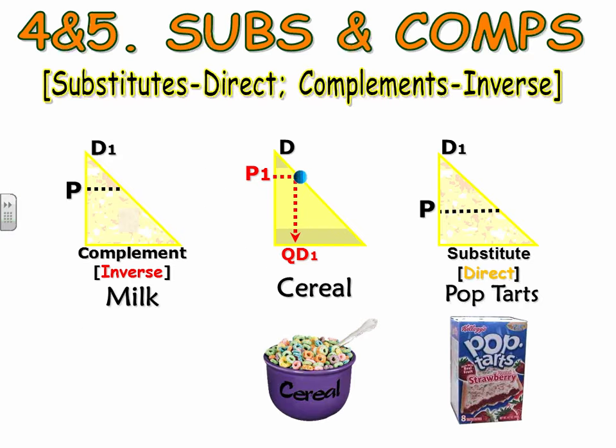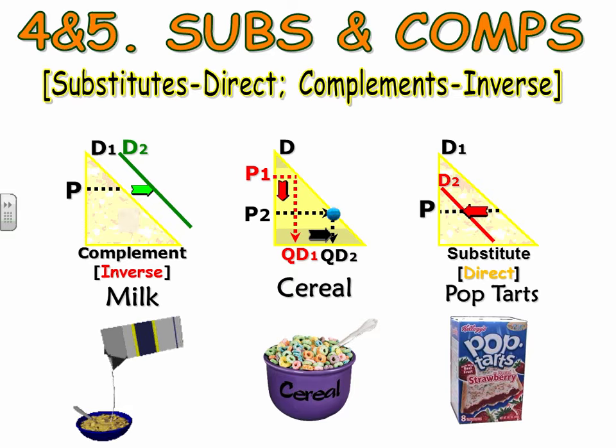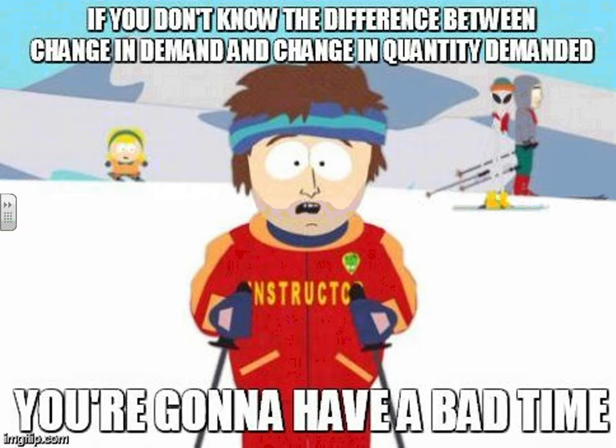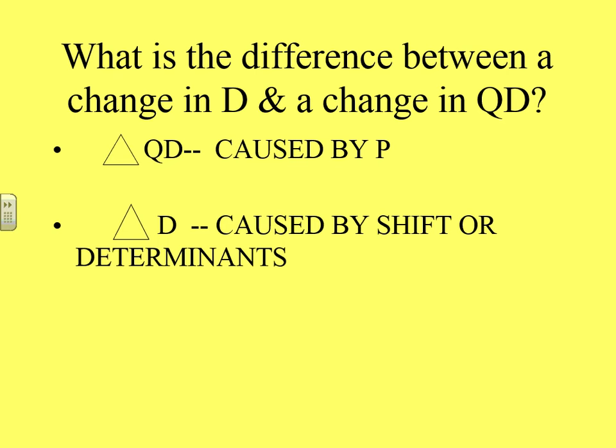Okay, so substitutes. If you get a chance, check this out. What would happen if something simple like the price of cereal went down? That means people would buy more cereal. It would have a negative effect on the Pop-Tart market, but it would have a positive effect on the milk market.